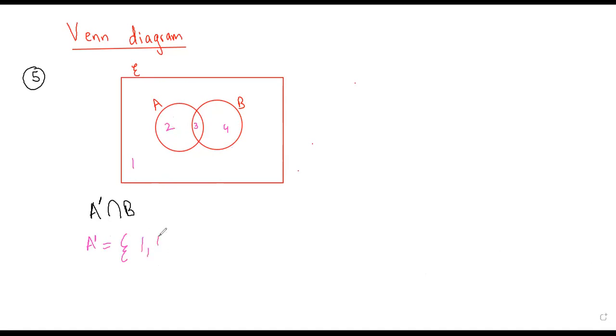1 and 4, okay. A complement has come to me. What all is in B? B has 3 and 4. When I say A complement intersection B, I have to look at the number that is common in both of these sets, that is 4. It means I have to shade only the region with 4, and this way you would be able to do it correctly every time. Is it good or not?